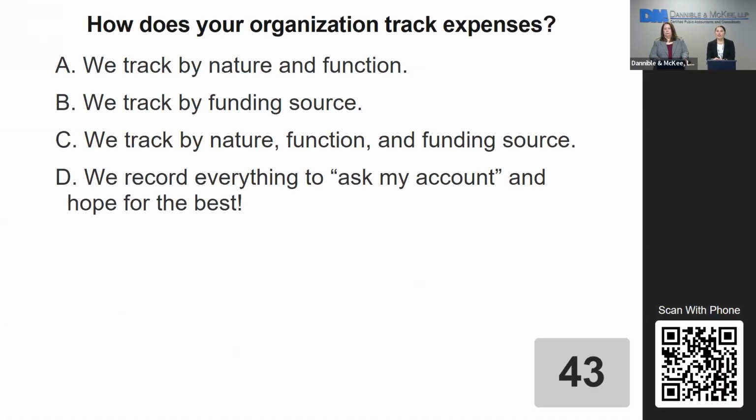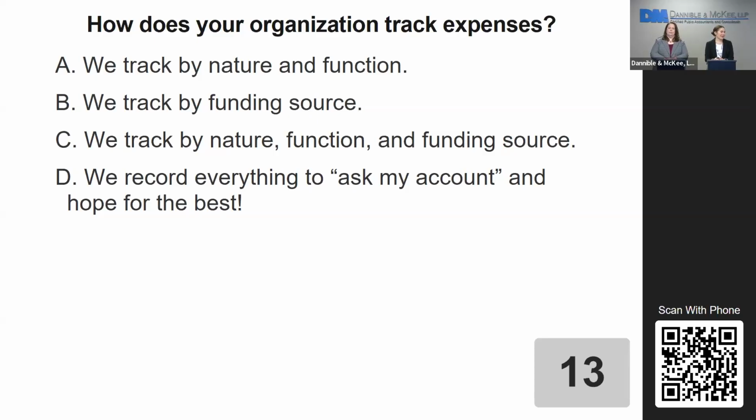We have our next poll, and we've got 40 seconds for you all to get your answers in. Hopefully we don't have too many technical difficulties on this one. How does your organization track expenses? Are you tracking it by nature and function? Are you tracking it by funding source? Are you tracking it by all of those items? Or are you going, I'm going to ask my accountant at the end of the year, they've got this. I'm going to hope for the best.